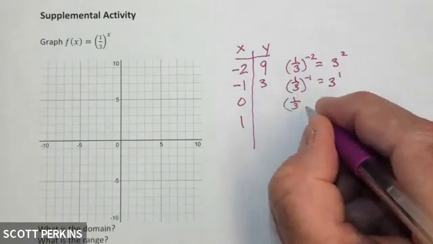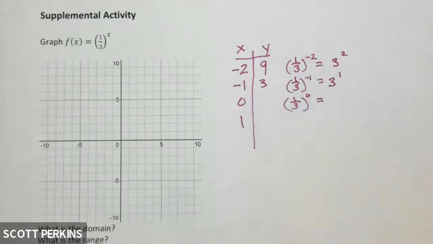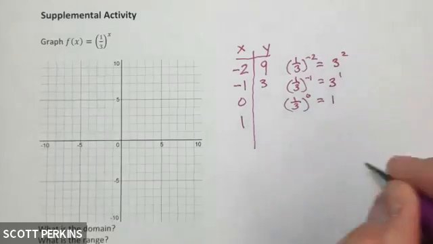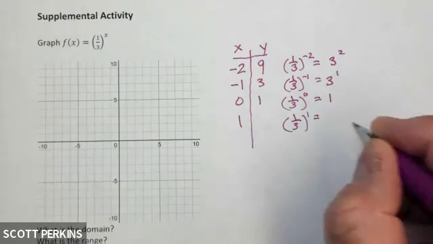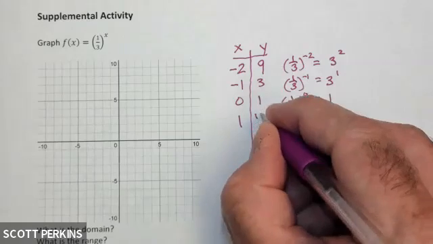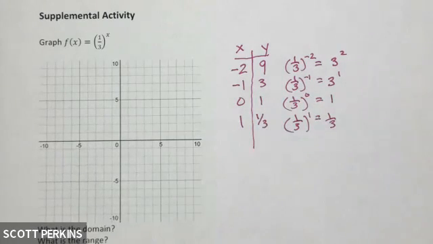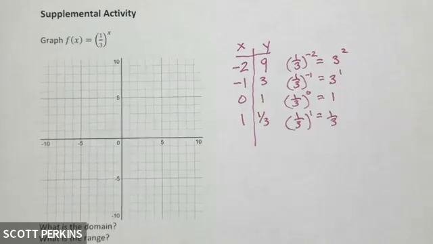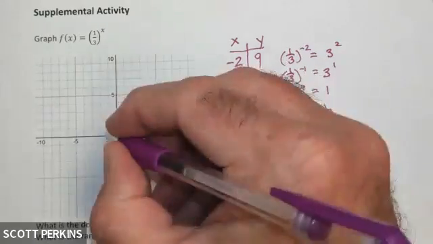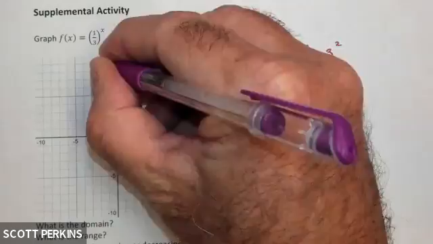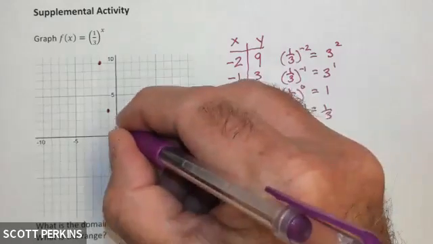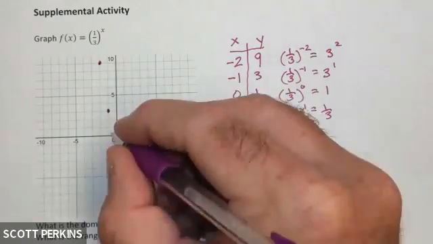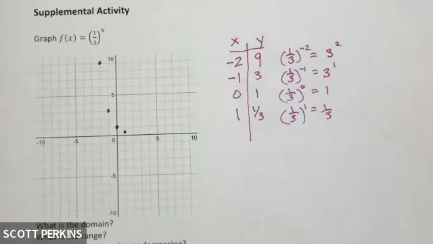1/3 to the 0 power, we've come to expect that anything I raise to the 0 power is going to be 1. And then 1/3 to the 1st power, anything to the 1st power is just itself, so that's 1/3. So there are the values I'm going to use to get the shape of this exponential. So here goes: -2 goes up to 9, -1 goes up to 3, 0 is 1, and then over 1, up 1/3. So here is my graph.